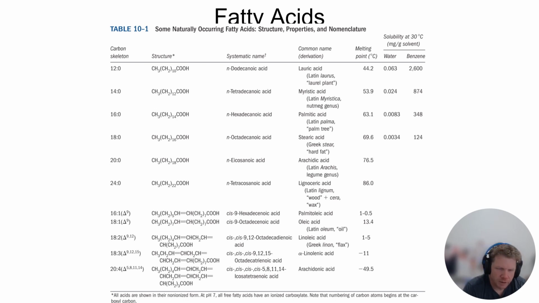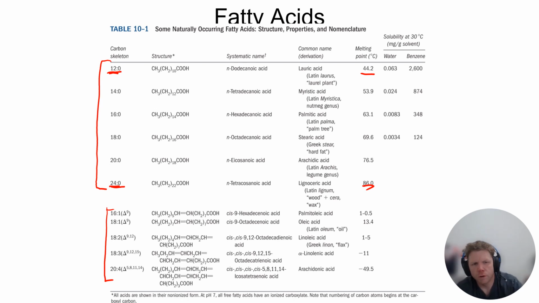So here what we have is a list of fatty acids. At the top, we've got our fatty acids that range from 12 carbons to 24 carbons. Then we have some polyunsaturated fatty acids and some monounsaturated fatty acids. Now, what I think is most important to recognize about this is look at our 12 carbons and our melting point, then our 24 carbons and our melting point. Our melting point for our 12 carbon molecule is 44.2 degrees Celsius.